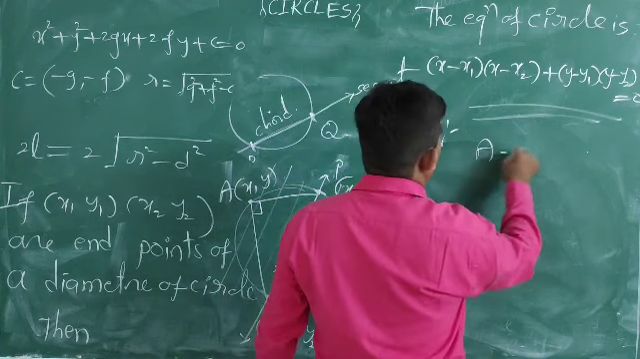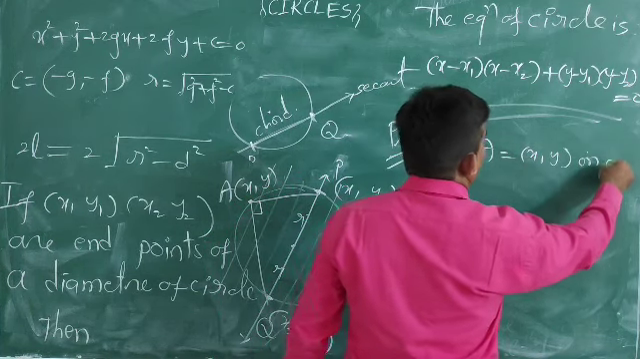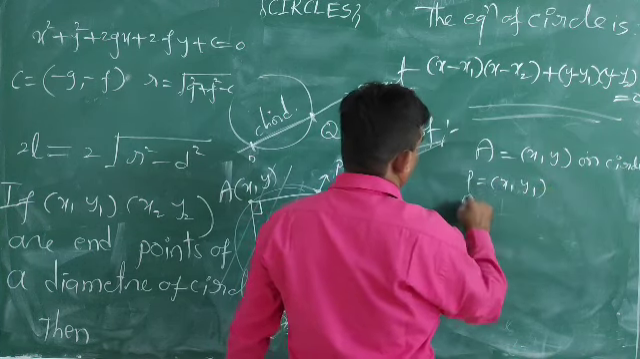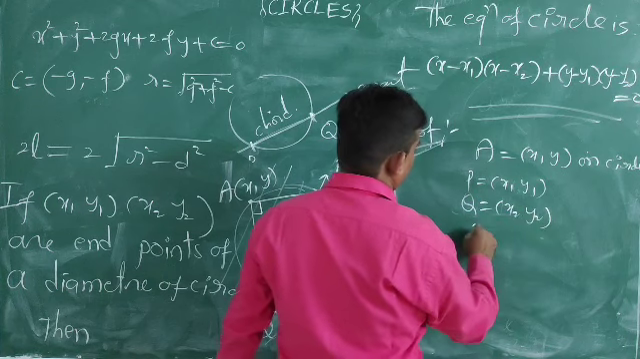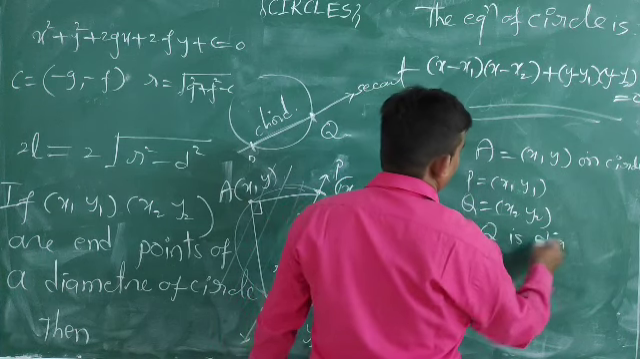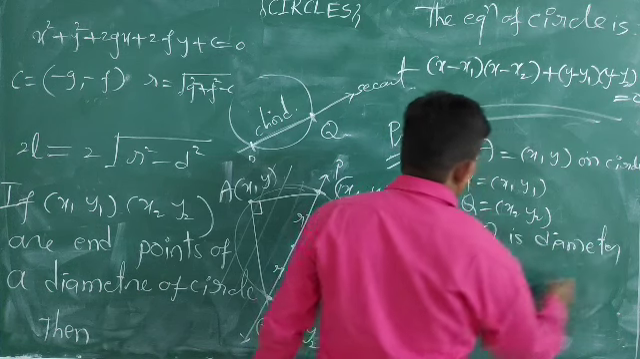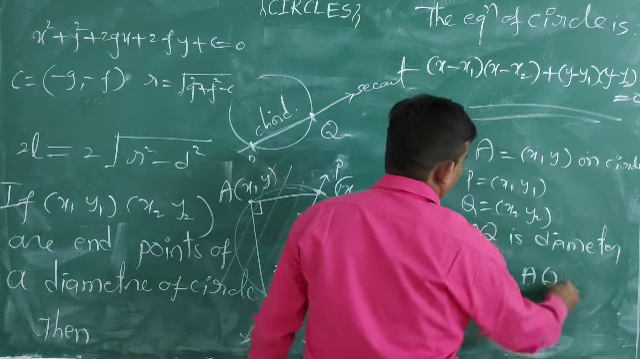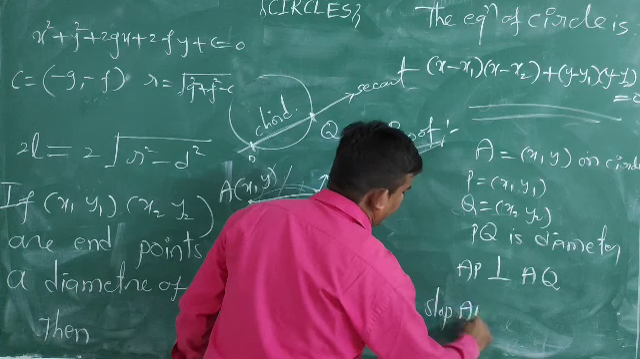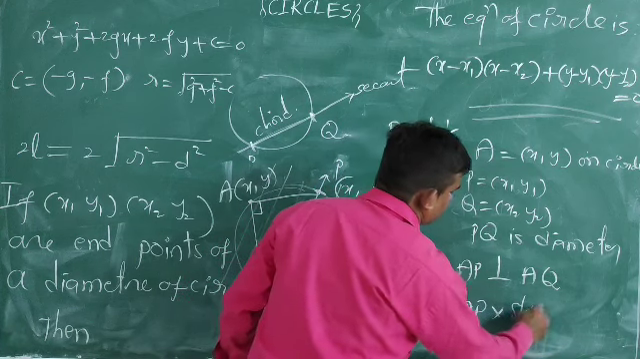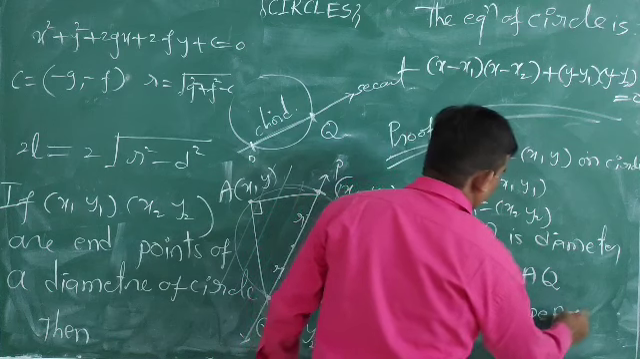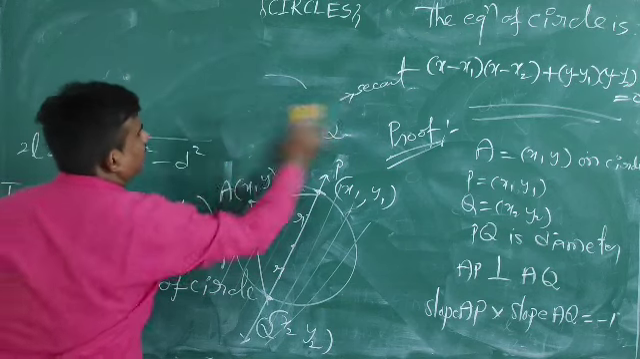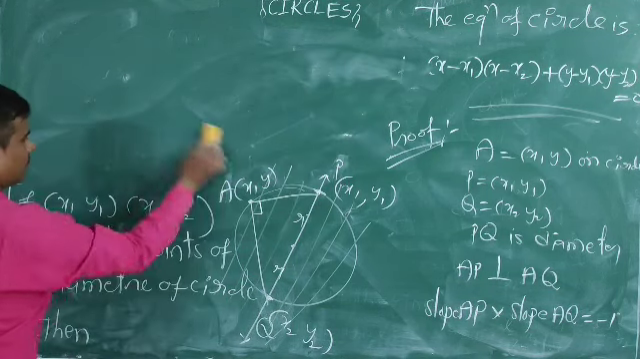Simply, A equal to x comma y on the circle, P equal to x1 y1, Q equal to x2 y2. PQ is the diameter, and then AP is perpendicular to AQ, very clear. Slope of AP into slope of AQ equal to minus 1. From that.